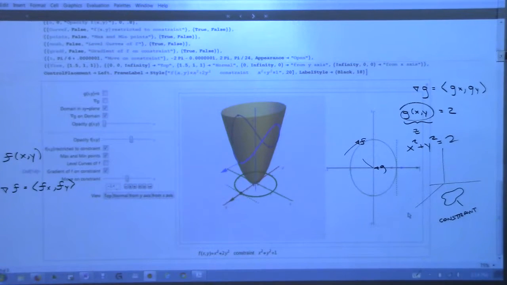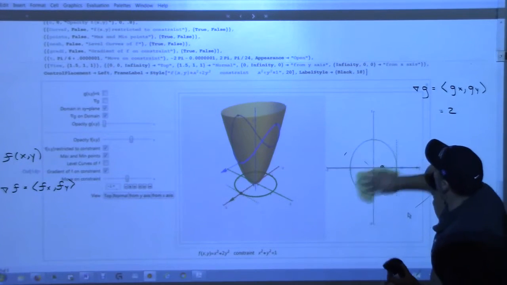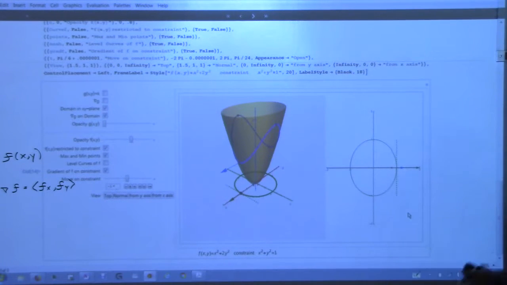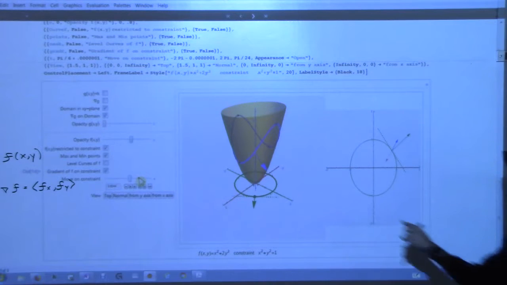Keep an eye over here in two-dimensional space. What happens to the green vector and the blue vector? The red vector, don't worry about, but just keep an eye on the green and the blue. So I'm moving around here. So we are definitely not at a maximum, right?